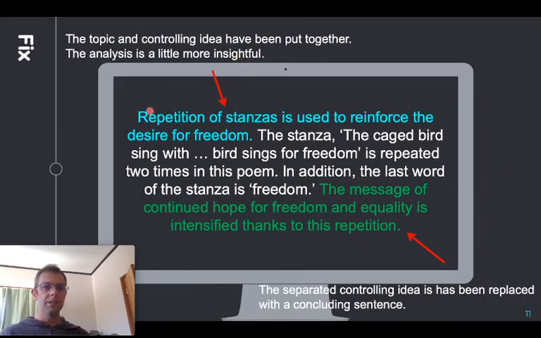So here, the topic and the controlling idea have been put together. Repetition of stanzas is used to reinforce the desire for freedom, and it's a lot more focused and less clunky. Now we've got our quote, the stanza, the caged bird sing with bird sings for freedom, is repeated 2 times in this poem. In addition, the last word of the stanza is freedom. And now we've got a nice explanation and concluding sentence wrapped into one. The message of continued hope for freedom and equality is intensified thanks to this repetition.